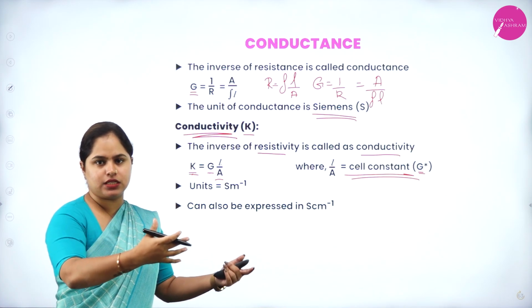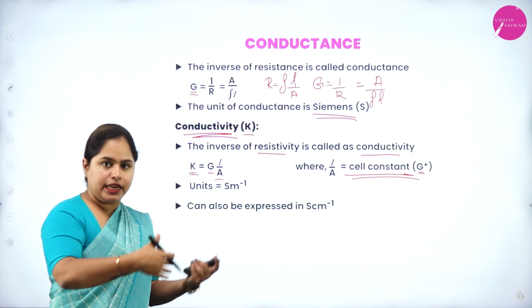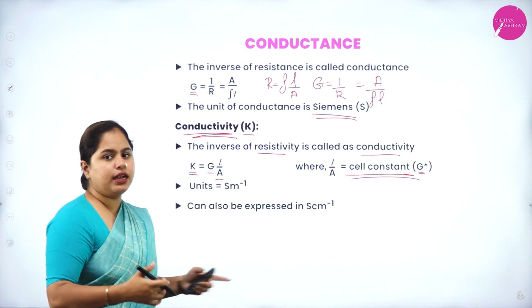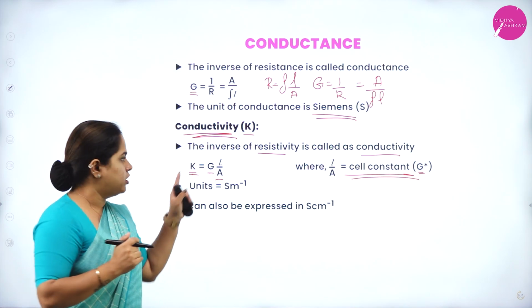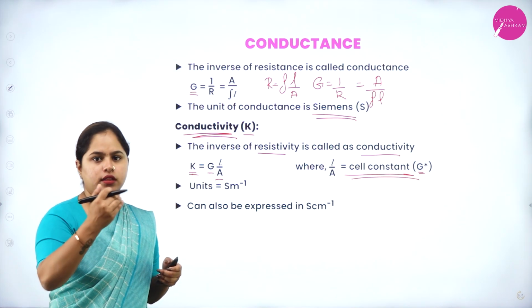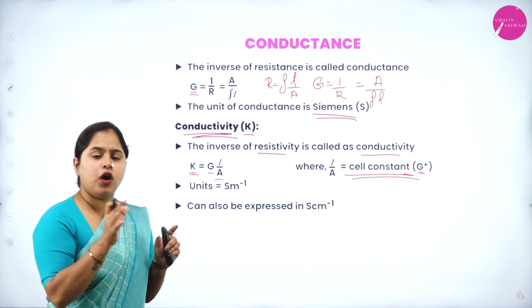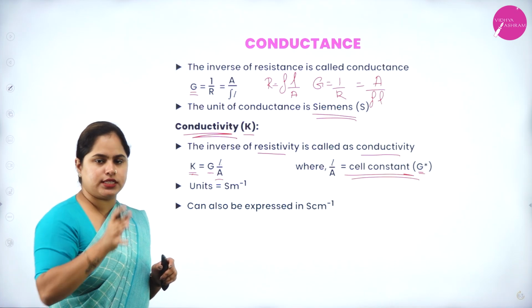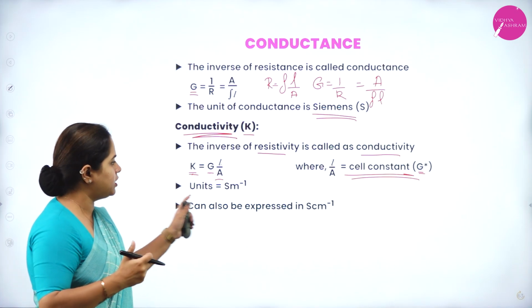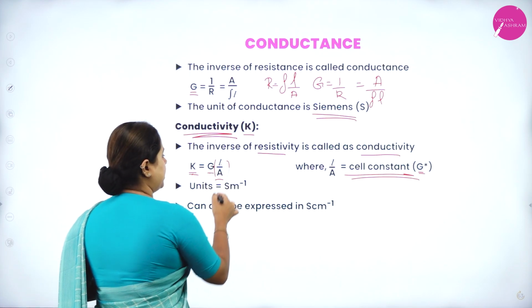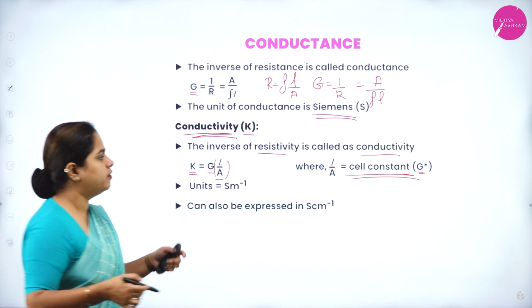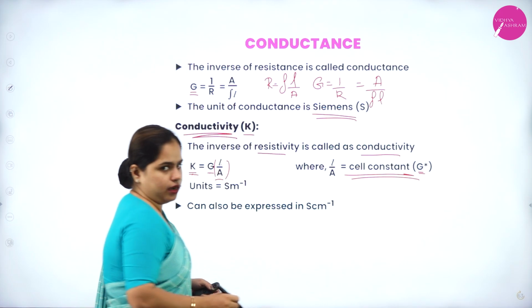For different cells, different substances or different electrodes we are taking, the length and area will always be a constant. So the ratio, the value of L by A, will always be a constant for a particular substance. It will not change. So that is why we call this part, L by A, the cell constant, which is represented by the symbol G star.